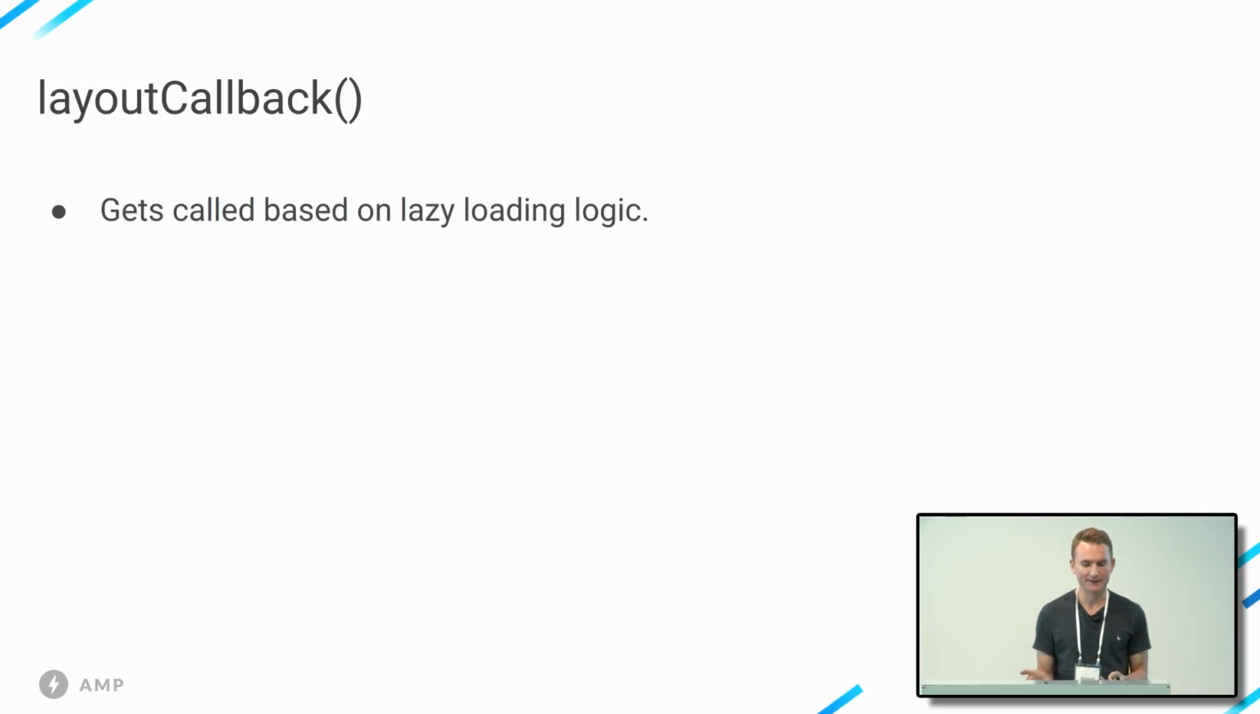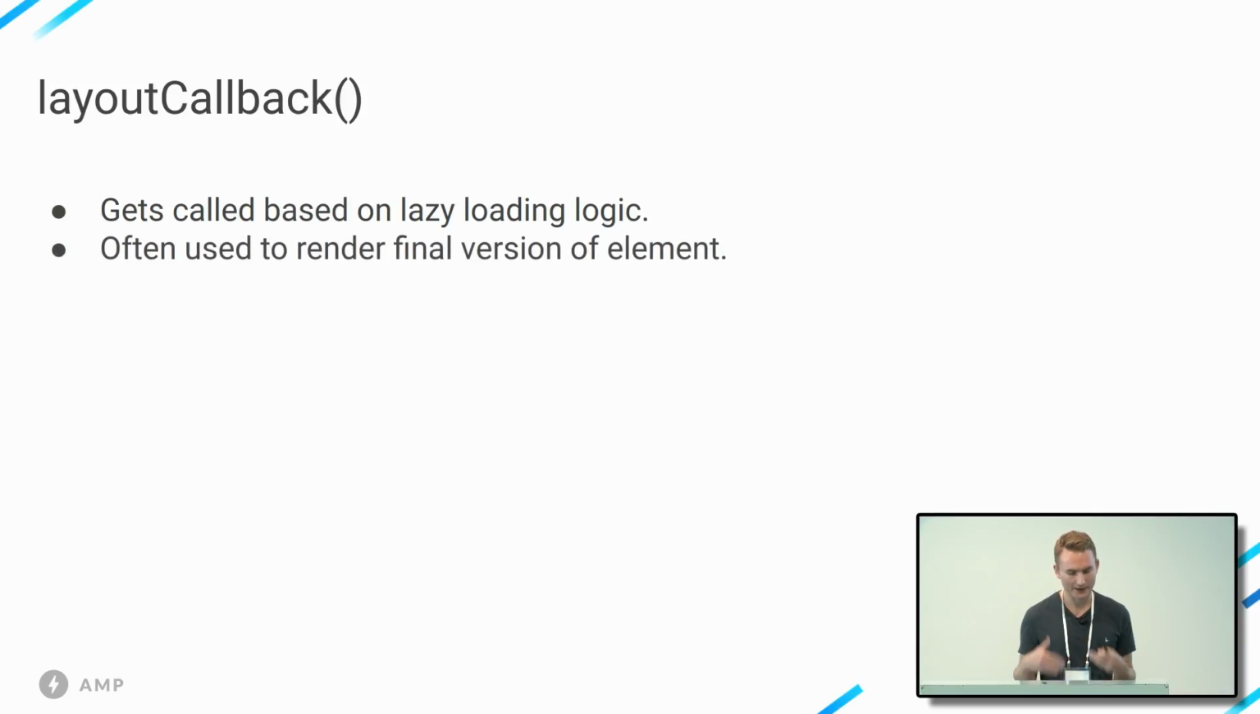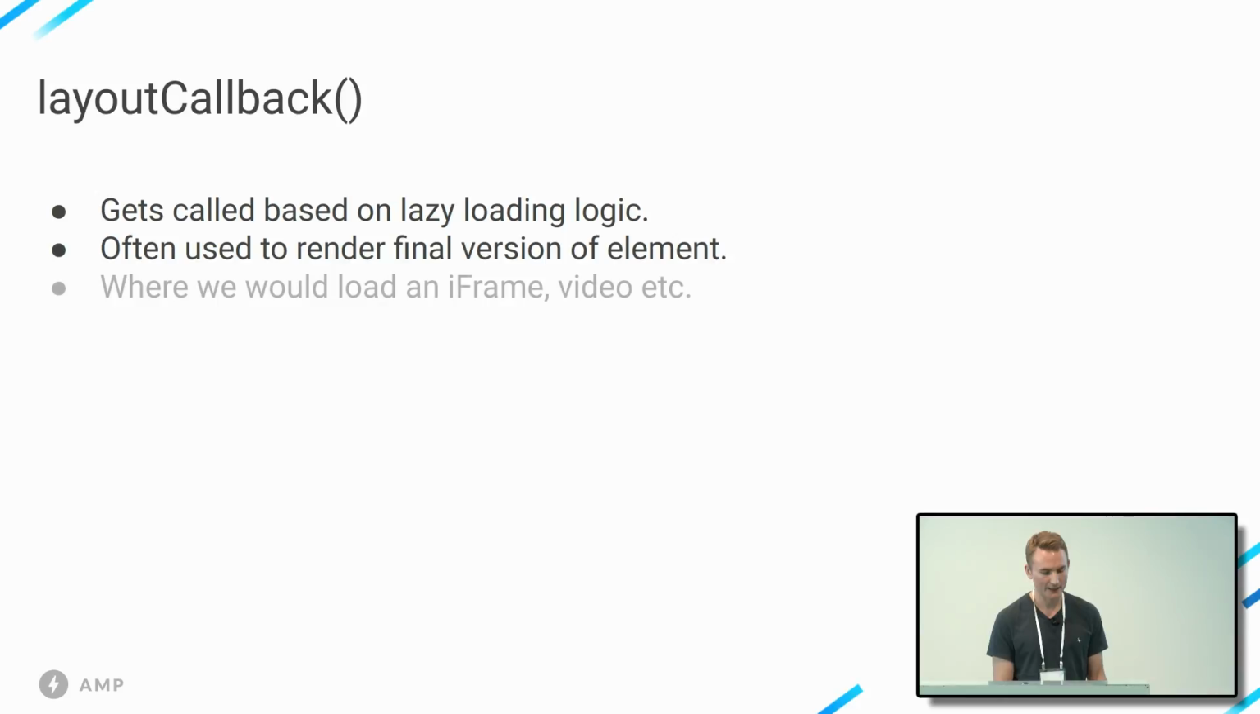The layout callback is another one. In terms of when this gets called, it's just determined by lazy loading logic in AMP. That's based around how far the component is from the viewport, the user scrolling direction, how fast they're scrolling, that kind of thing. And this is what's often used to render out the final version of the element. So if we were loading a video or an iframe or something like that, this is where we would do it.